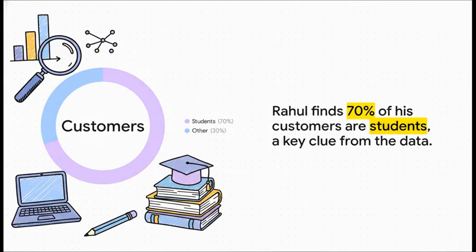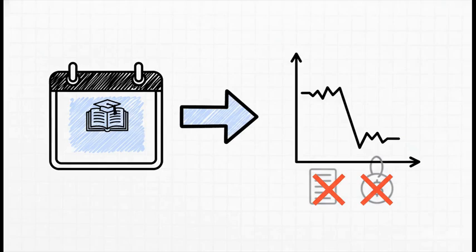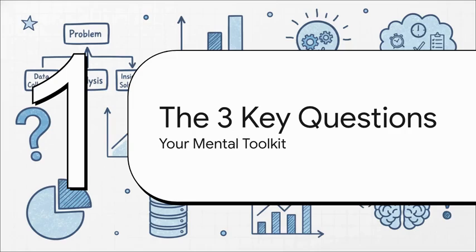So Rahul decides to check his data, and what he finds is, well, it's very interesting. He discovers that a huge 70% of his customers are students. Now this is a key clue. It's a clue that just guessing would have completely missed. And this one single clue explains everything. The sales dropped at the exact same time the local college exams began. So you see, the problem wasn't his food or his prices or anything like that. It was just a temporary, seasonal change. The solution is not to panic, but to adapt to the situation. That simple story really shows us the analyst's mindset in action.